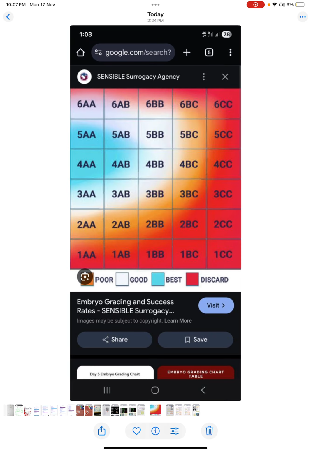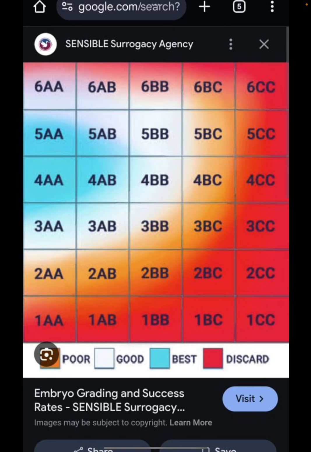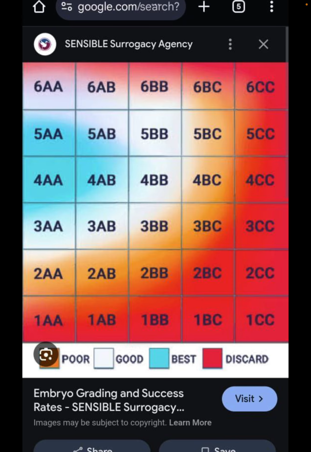Coming to grading, if you see about grading, this is the one. In our report, it is 4AB. So the ones coming into the blue line are 5AA, 5AB, 4AA, 4AB. These are the best embryos. Even 3AB is good. Okay, in that way. These red ones are there.